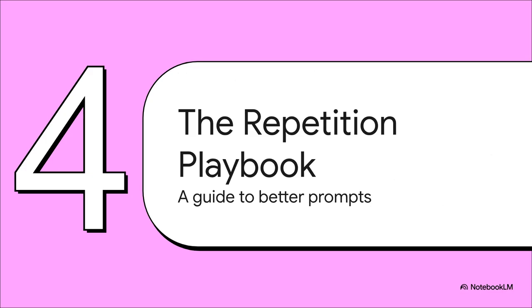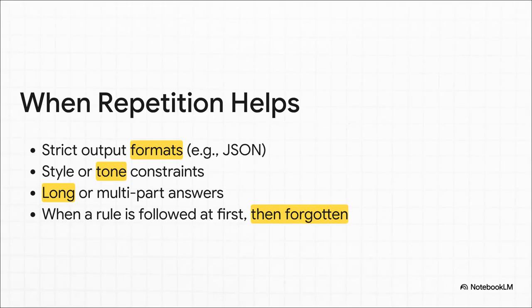Okay, so that's the why behind all this. Now for the fun part. Let's make this practical. Here is your official playbook for using repetition to get what you want from your AI. First off, you don't need to do this for every single prompt. Think of it as a power tool. You pull it out for specific jobs, like when you need a super strict format like JSON, or you're trying to lock in a certain tone of voice. It's especially useful for really long answers where you just know that rule drift is going to happen.